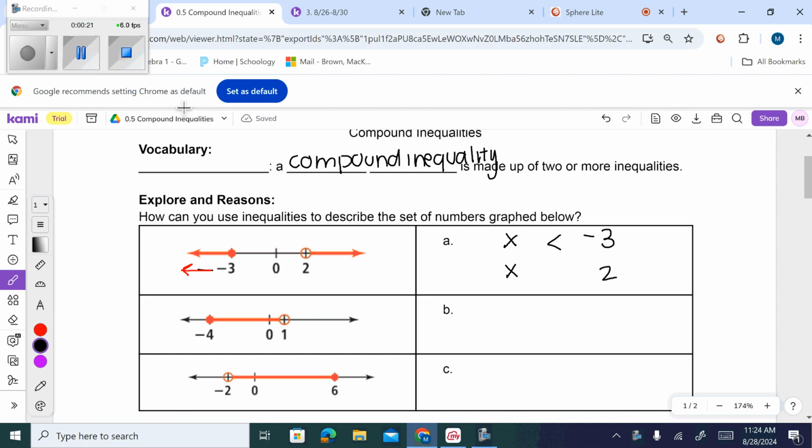Good. Why, Keela? Good. It's got a closed circle, so I need a line underneath it. Good job. All right. On this one, which way is my shading going? To the right. So what is that? Greater than. Do I need a line? No. Good job.